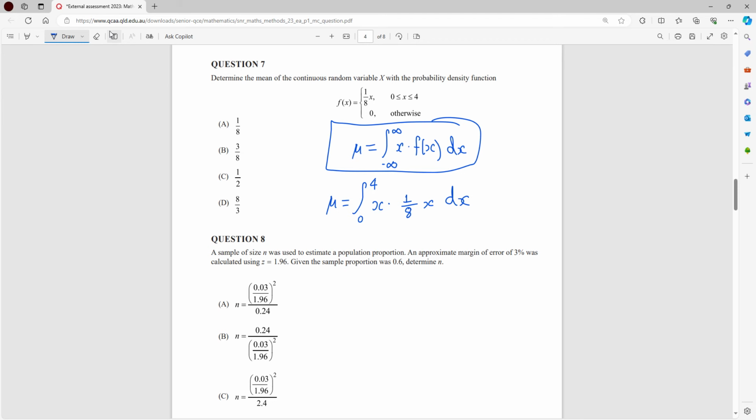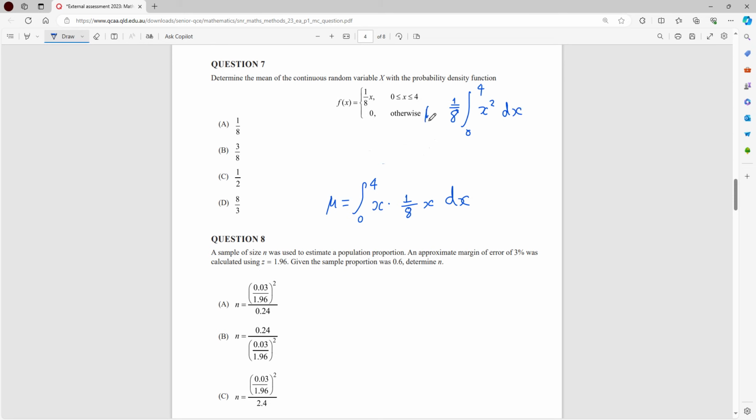Okay, right, so let's write this out just so we can have enough room for it. X times 1 on 8 is x squared, and we can also take out the 1 on 8, so we'll have 1 on 8, the integral of 0 to 4 x squared dx is mu. So mu is just the mean of the continuous random variable. Then we'll integrate this. So mu will be 1 on 8.